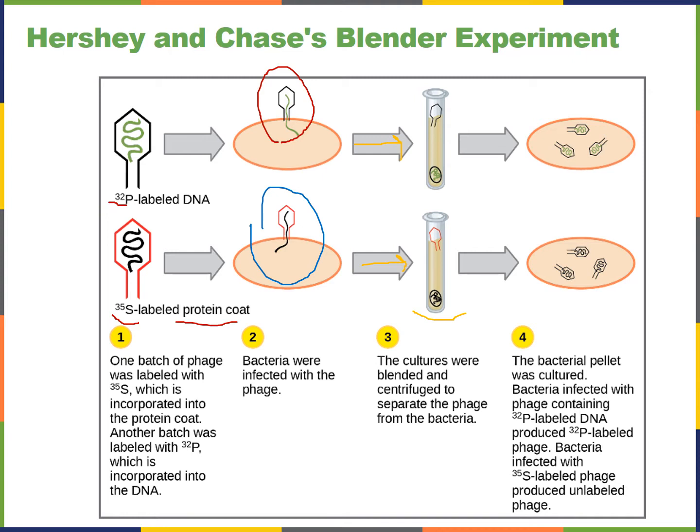And what they noticed was that bacteria infected with the phage containing the radioactive phosphorus labeled DNA produced the radioactive phosphorus labeled phage. But the bacteria that were infected with the radioactive sulfur labeled phage produced an unlabeled phage. So again, this is conclusive that only the radioactive phosphorus entered the bacterial cells, indicating that DNA is the true genetic material.